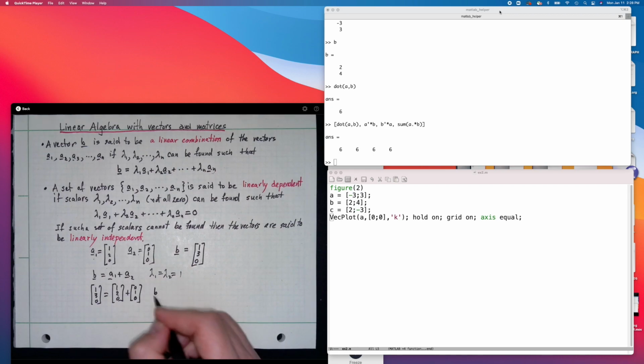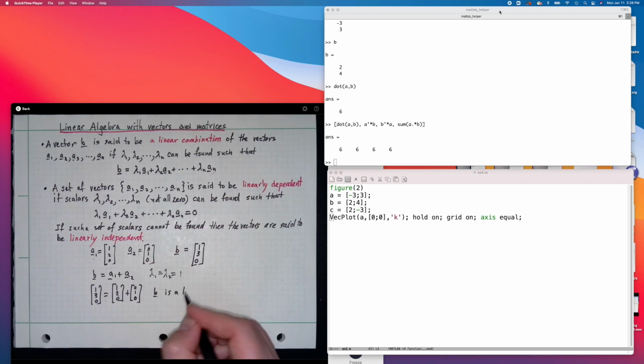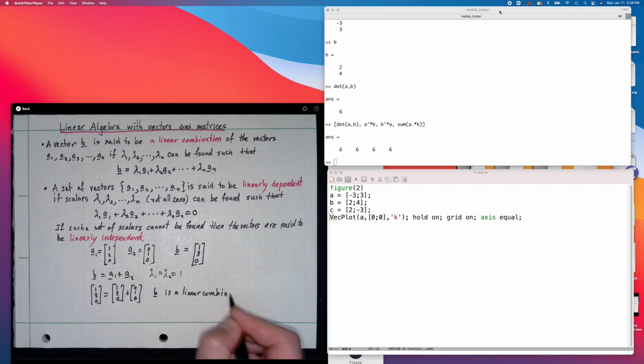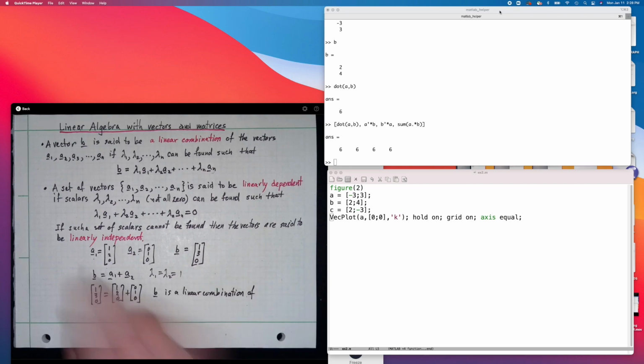So b is a linear combination of a1 and a2.